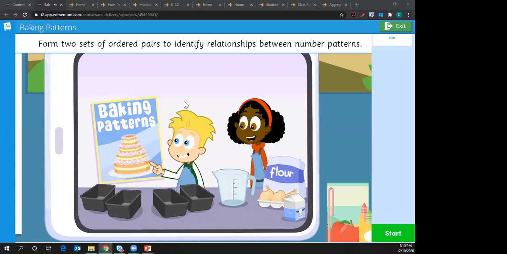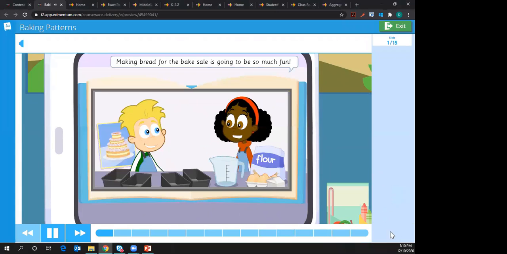So obviously this is for a younger learner. This is a 5th grade lesson. Making bread for the bake sale is going to be so much fun.